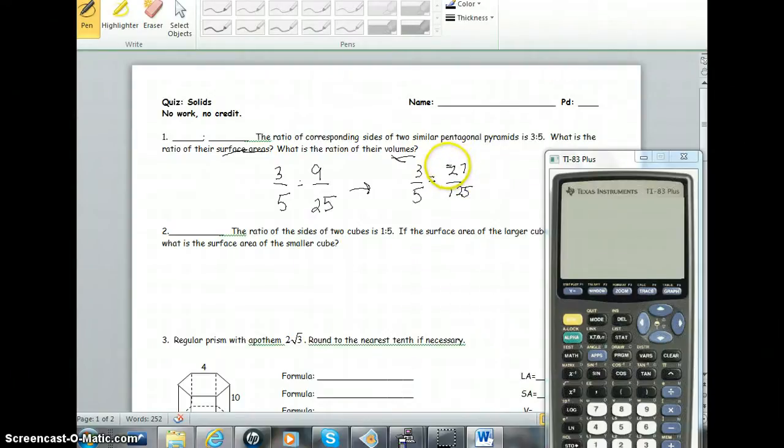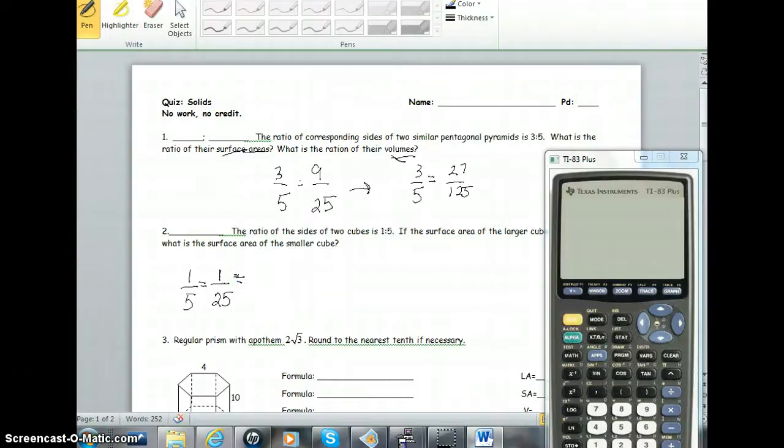Now we're on number 2. Number 2 states the ratio of the sides of two cubes is 1 to 5. If the surface area of the larger cube is 205, what is the surface area of the smaller cube? So it's already given that it's 1 over 5. But we want to change it to area, and like before stated, you'll have to square it, make it 1 over 25.